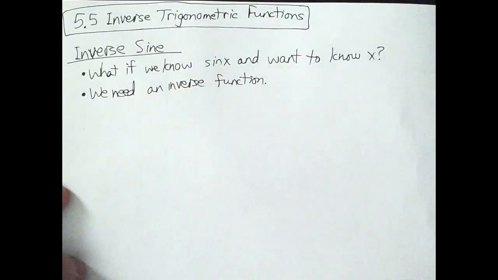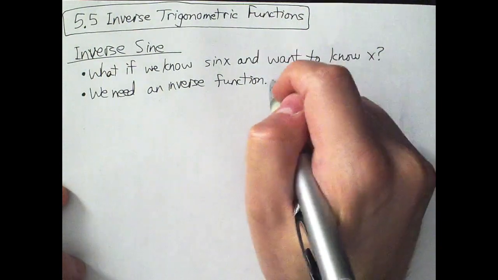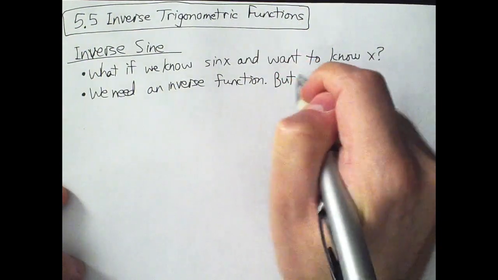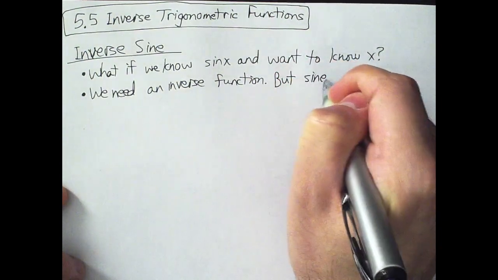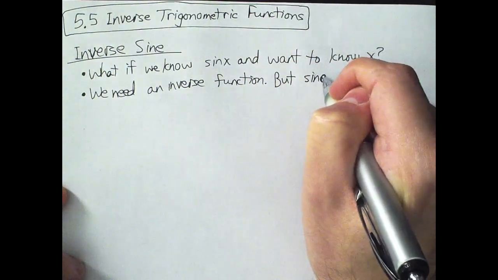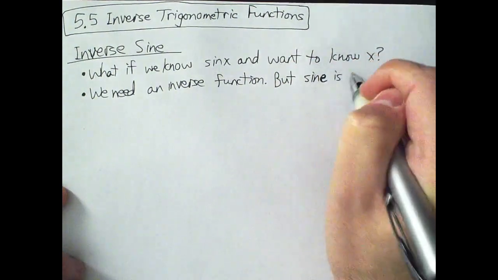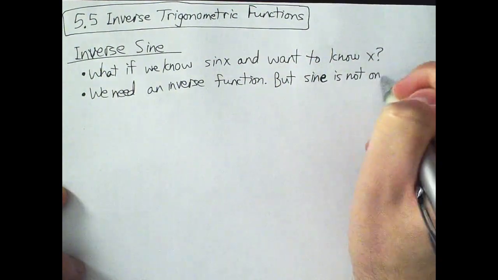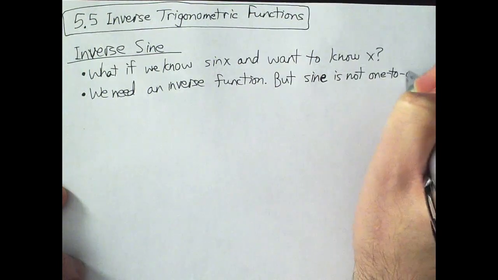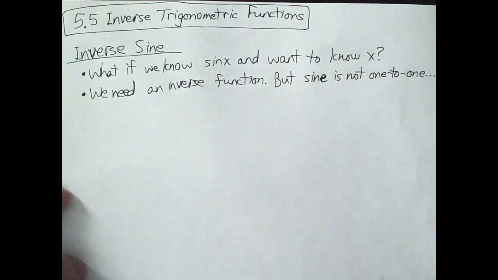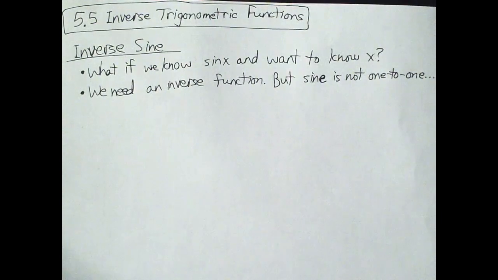All right, but there is a problem here. I wonder if anyone can think of what the problem is. Sine is not one-to-one. You know that we say that inverse functions exist for any one-to-one functions?